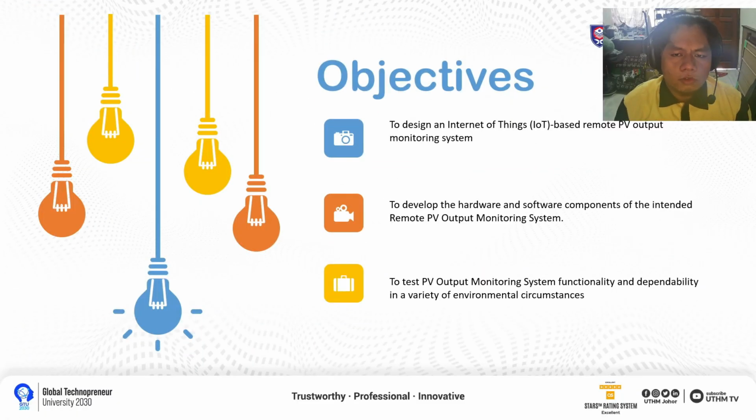This project has 3 objectives. Firstly, to design an Internet of Things based remote PV output monitoring system. Secondly, to develop the hardware and the software components of the intended remote PV output monitoring system. And lastly, to test the PV output monitoring system's functionality and dependability in a variety of environmental circumstances.